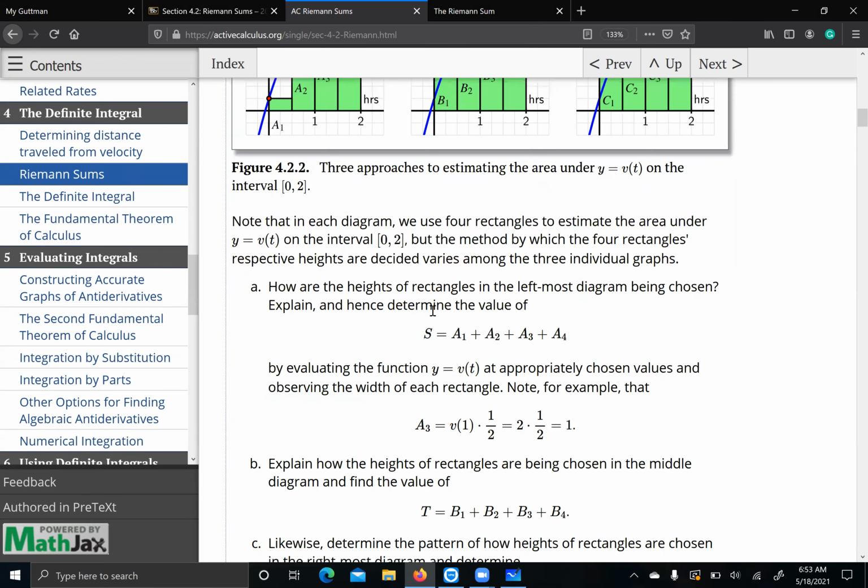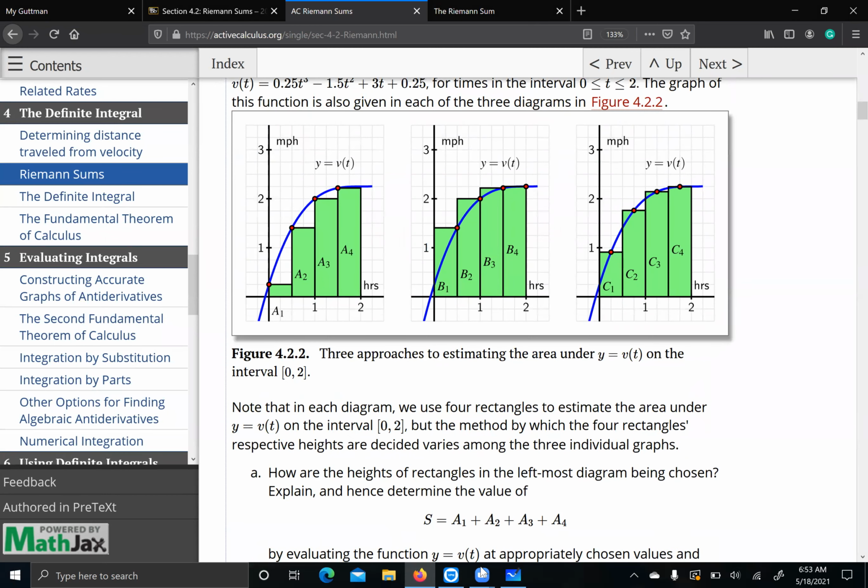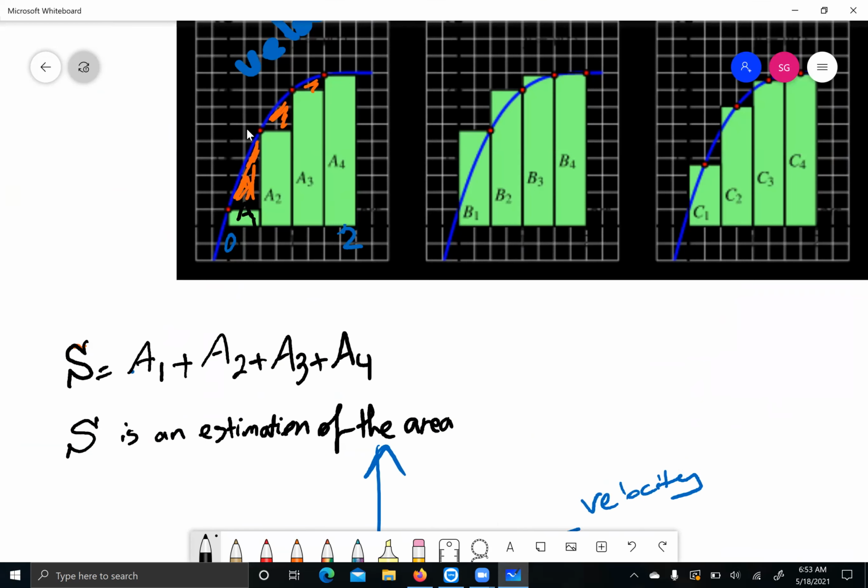And so this is one way. The way that we construct these rectangles is that we miss some part. In other words, we put 4 rectangles under the curve, and we know that it misses some part, so it's like an underestimate. So this is an underestimate of the area. This is one way of estimating the area.